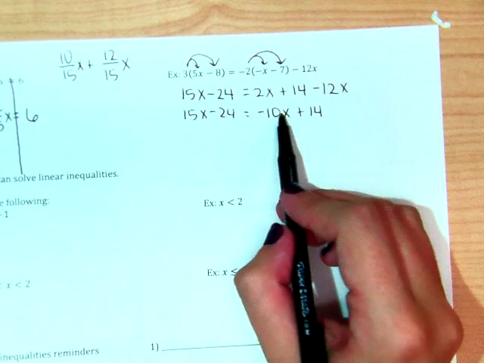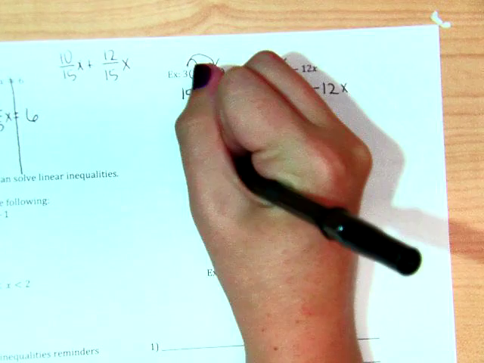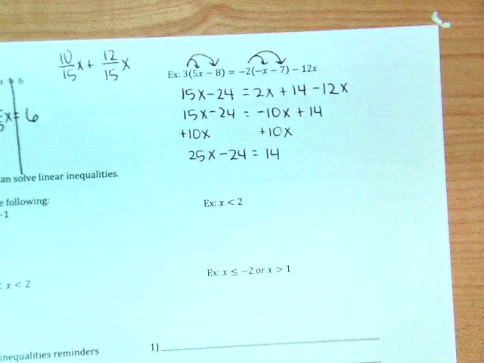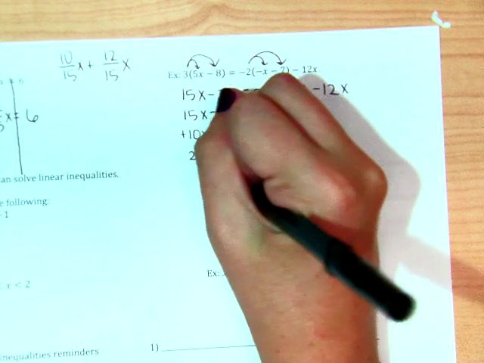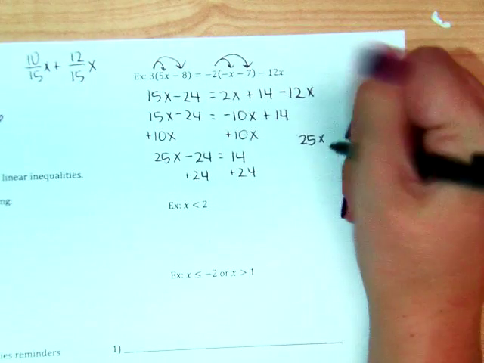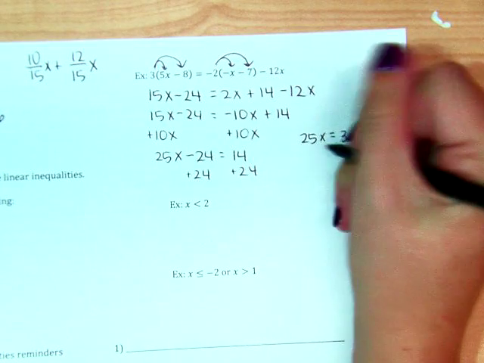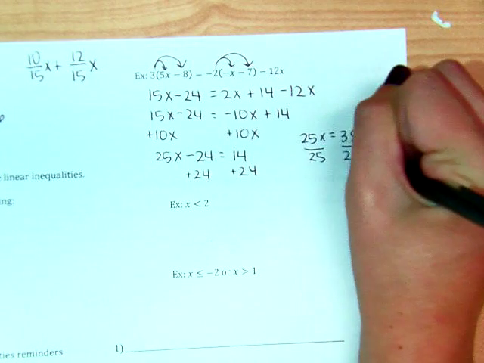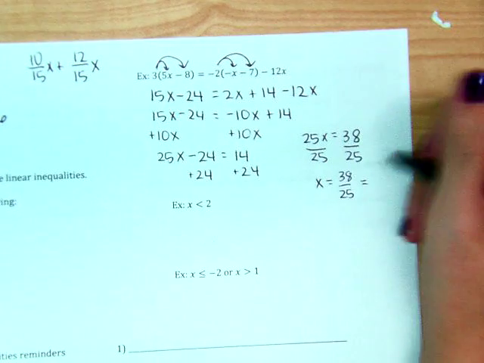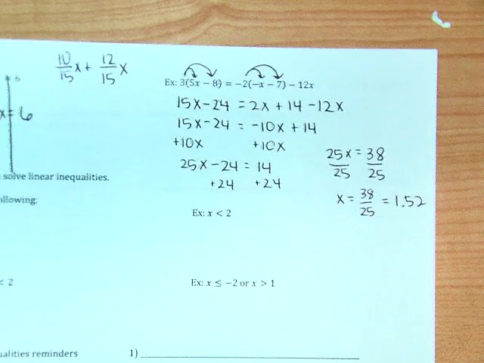Now I'm going to get my x over on this side. So I'm going to add 10x, add 10x. I have 25x minus 24 equals 14. Add 24. I have 25x equals 38. And I want that x by itself, so I divide by 25. X equals 38 over 25, or approximately 1.52. Either one. And there you go, section 1.